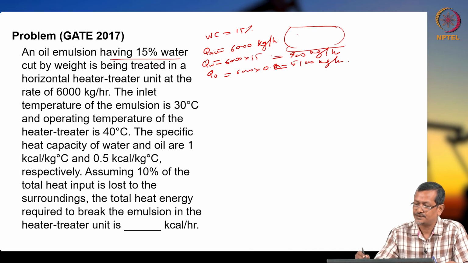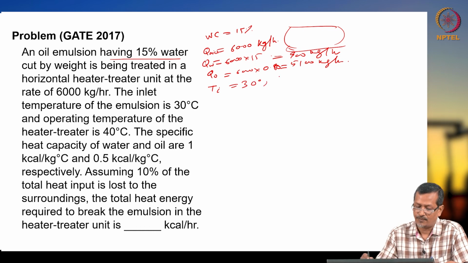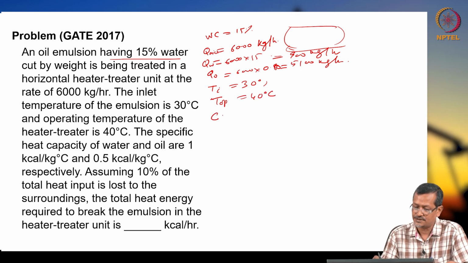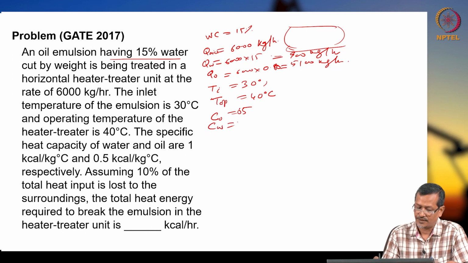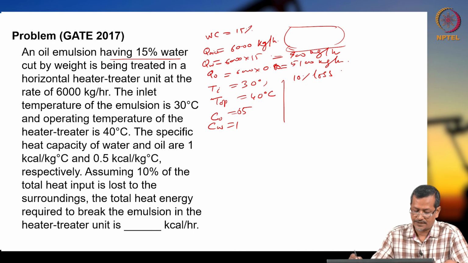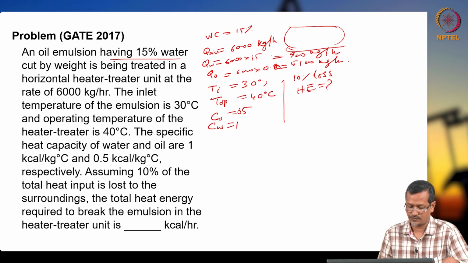The inlet temperature of the emulsion is 30, and the operating temperature of the heater is 40 degrees centigrade. The specific heat capacity C for oil is 0.5, C for water is 1. Assuming 10% heat input loss. The total heat energy required to break the emulsion, HE, how much will be the heat energy?